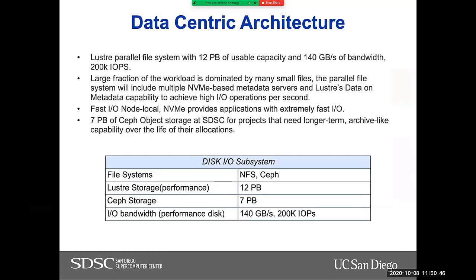And data and storage. So Expanse is data-centric because we know that data is the future. Everything is getting larger and larger. So we have a Lustre parallel file system of 12 petabytes, 140 gigabit per second bandwidth, 200,000 IOPS. A lot of our workload on Comet is dominated by small files, and so we have a parallel file system dedicated to that. The FastIO nodes local, you have local storage on your nodes, and then we have a Ceph object storage.